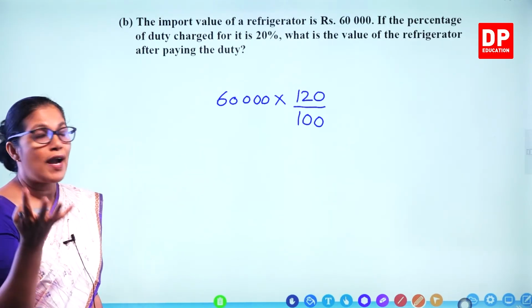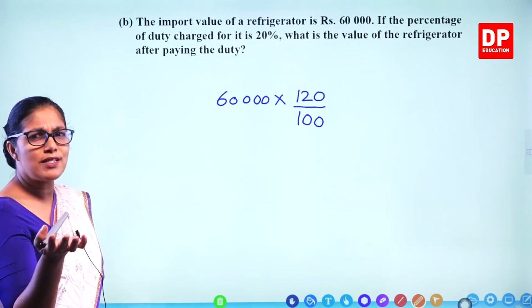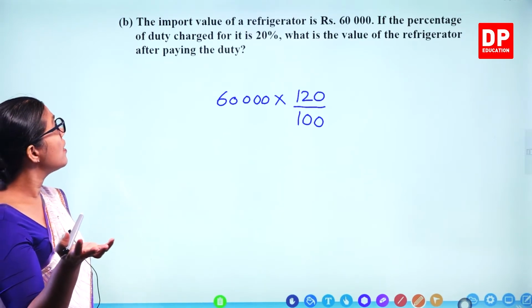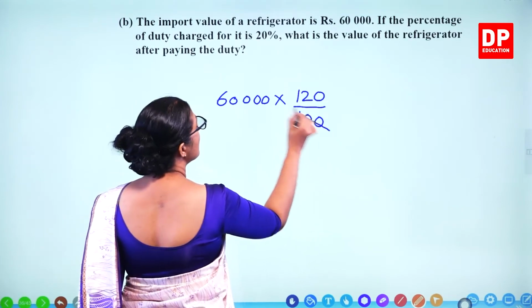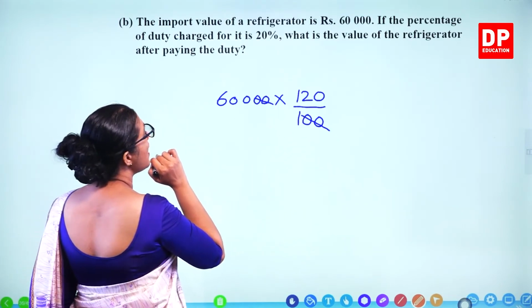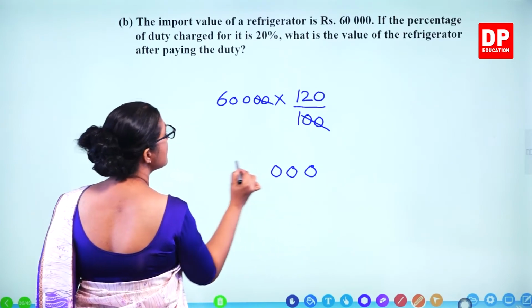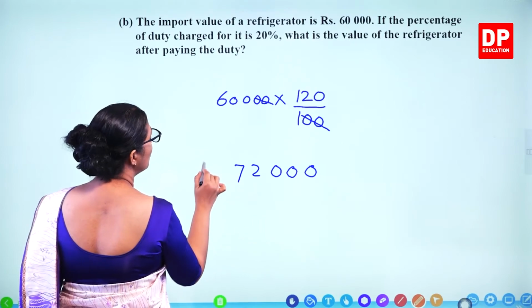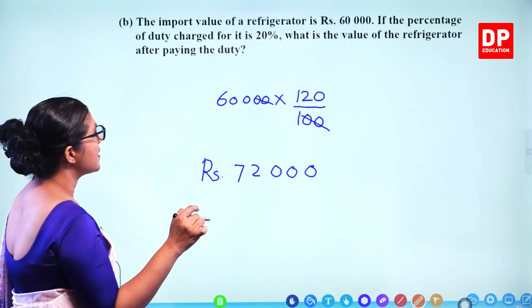You can do finding the percentage and add it to the initial value, or straight away. You are asked to find out the value after paying the duty. So straight away this. 2 zeros get cancelled out. 6 times 12, 72. So the answer is 72,000 rupees.